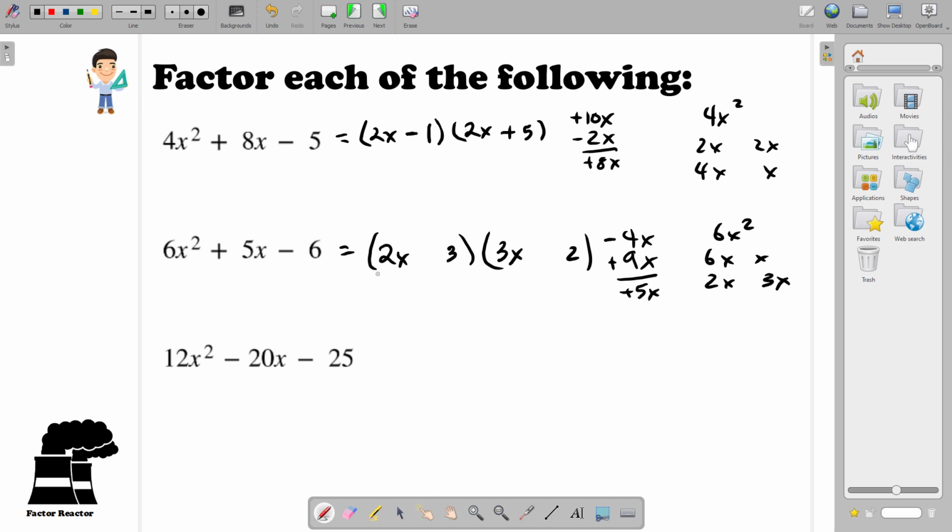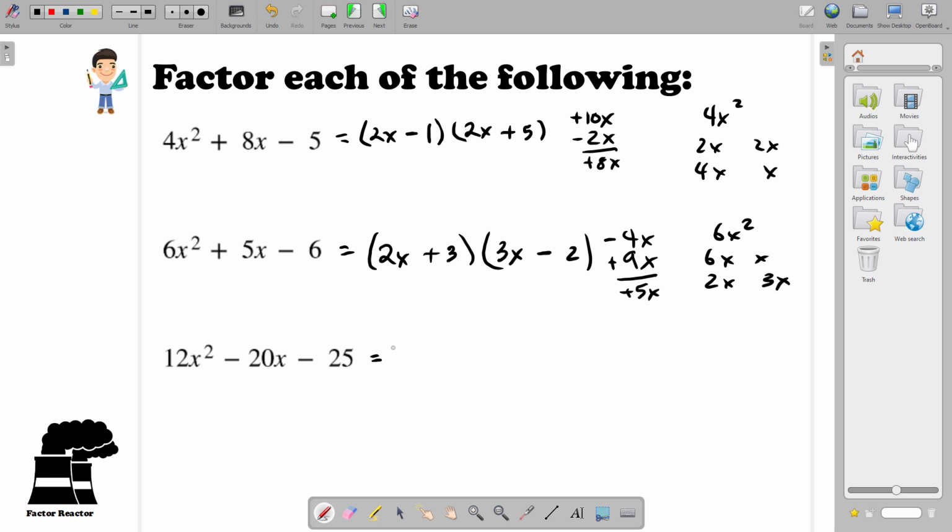So the 4 has to be negative, the 9x positive, and if I multiply this out, I get 2x times 3x is 6x squared, 2x times negative 2 is negative 4x, 3x times 3 is 9x. Combined like terms, I get 5x, and positive 3 times negative 2 is negative 6. So I got it right the first time. That doesn't always happen.